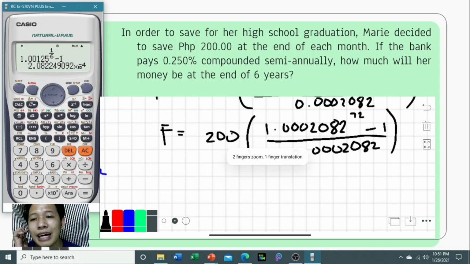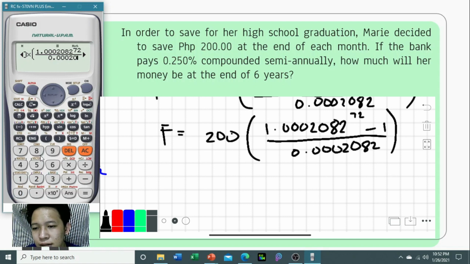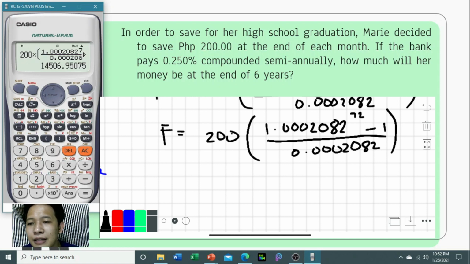And then, yun na po yung ating ipa-plug in sa ating calculator. So that is 200 multiplied by, so we have open parenthesis, then fraction, we have 1.002082 raised to what? That is raised to 72. So again, nanggaling si 72 kay 6 times 12. So minus 1 over 0.002082. Okay po? So dapat po ay kamukha ng ating ginawa sa ating solution. So then we press the equal sign.